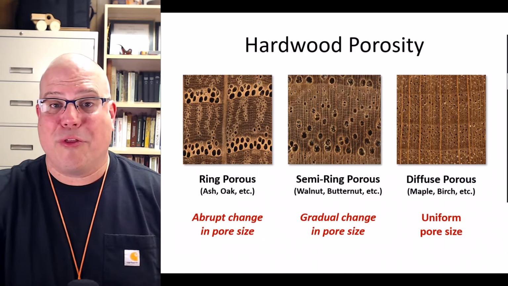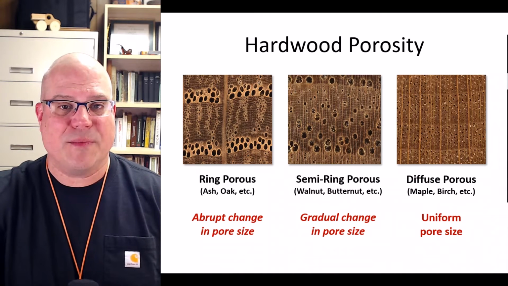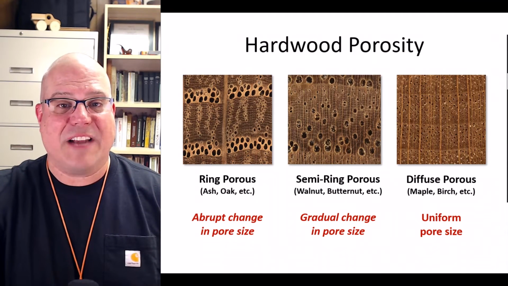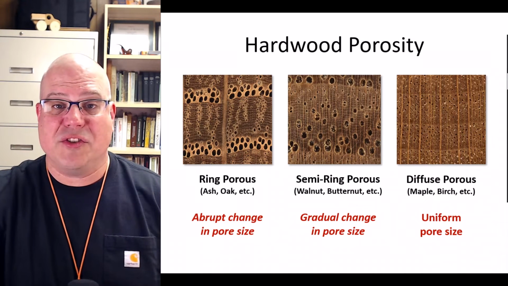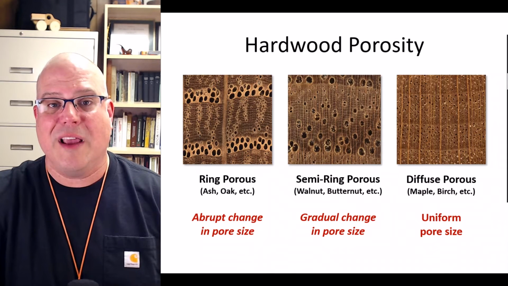Hardwood pores exhibit three general patterns: ring porous, semi-ring porous, and diffuse porous. Ring porous hardwoods like ash and oak have larger pores in the early wood. At the point where the early wood transitions to the late wood, the pore size becomes immediately small. This abrupt change in size from large to small pores gives the appearance of rings or circles, hence the name ring porous.